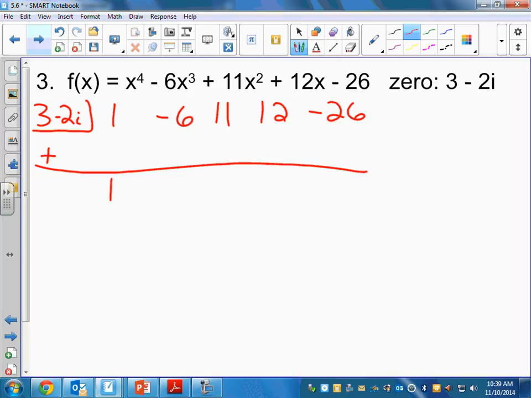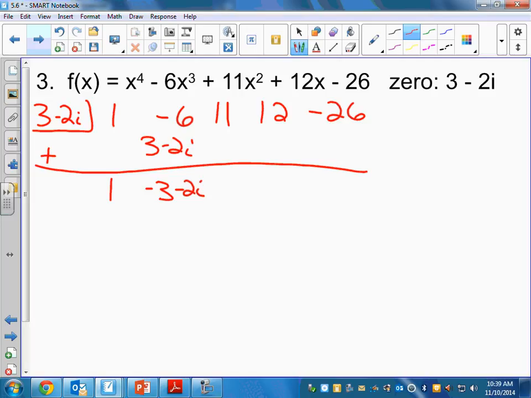So if I bring the 1 down, that's 1 step done. 1 times 3 minus 2I is 3 minus 2I. And I can't put the I with this, but I can say negative 6 plus 3 is negative 3 minus 2I. So the good news is I really only have 3 more spots to do, but I am going to have to do a good amount of work. I have to FOIL these, right?